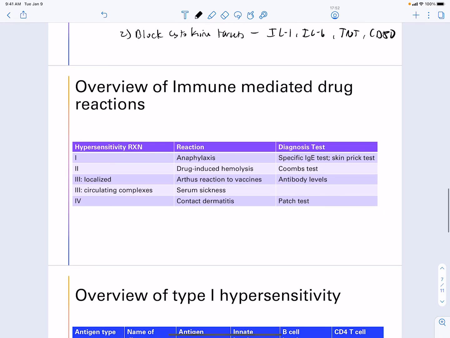Okay, so an overview of immune-mediated drug reactions. We have our different hypersensitivity reactions here. So for type 1, we have our anaphylaxis and specific IgE tests. For type 2, we can have drug-induced hemolysis. We can use a Coombs test to test for that. We have type 3, which is the Arthus reaction to vaccines. We can look at antibody levels. Circulating immune complex is serum sickness. Again, we can look at antibody levels. And then contact dermatitis, you can look at patch tests.